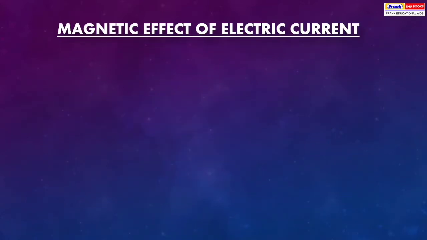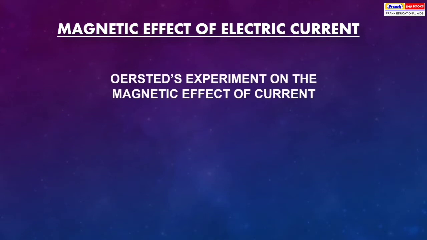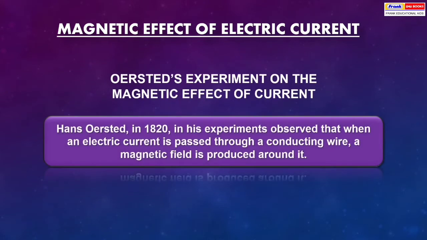Magnetic effect of electric current. Oersted's experiment on the magnetic effect of current. Hans Oersted, in 1820, observed in his experiments that when an electric current is passed through a conducting wire, a magnetic field is produced around it.